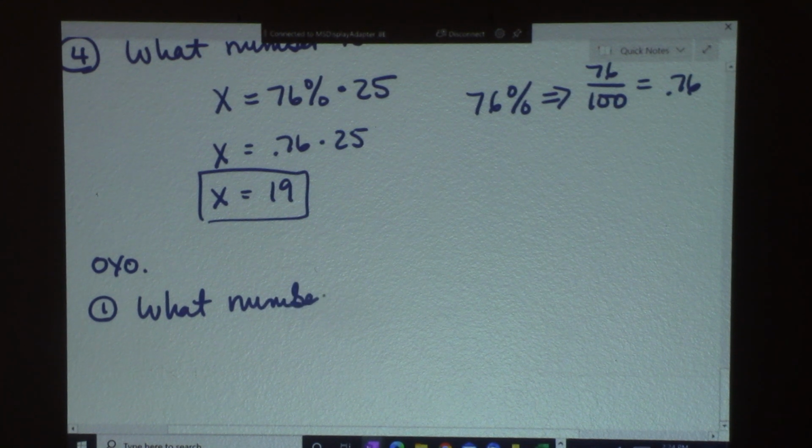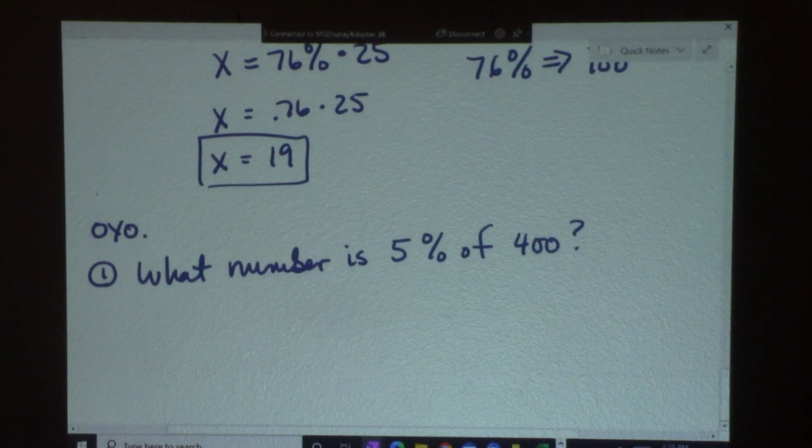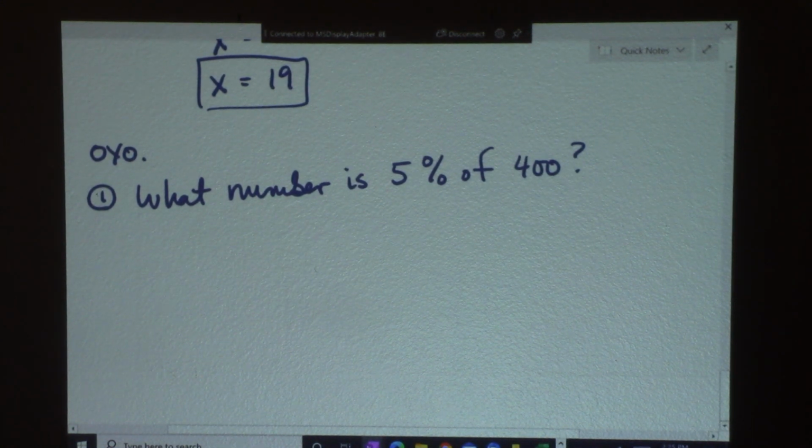What number is 5% of 400? Okay, so go ahead and try that. You can pause the video and I'll start in just a moment.